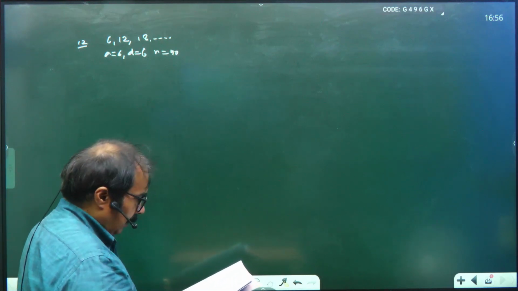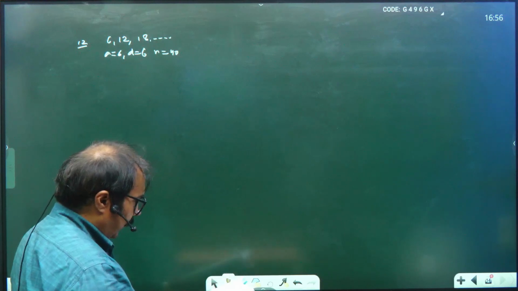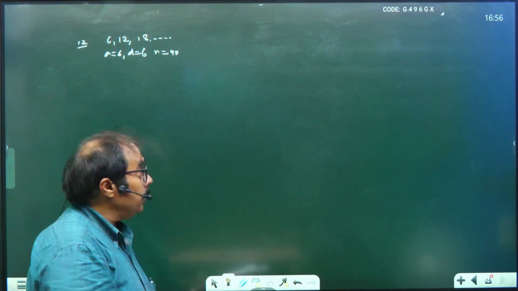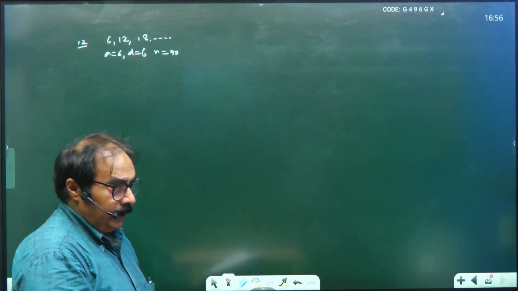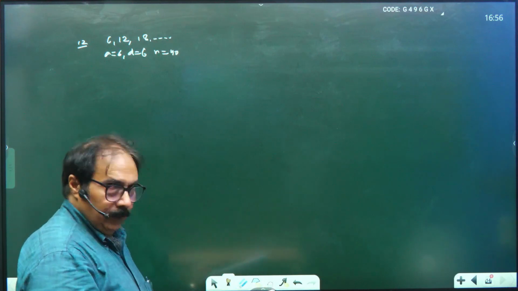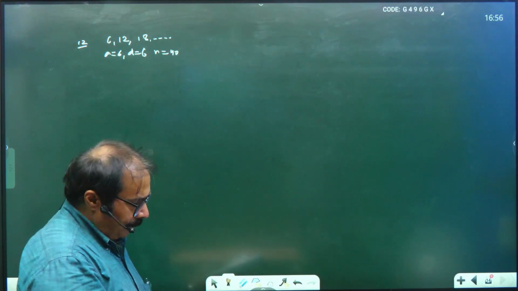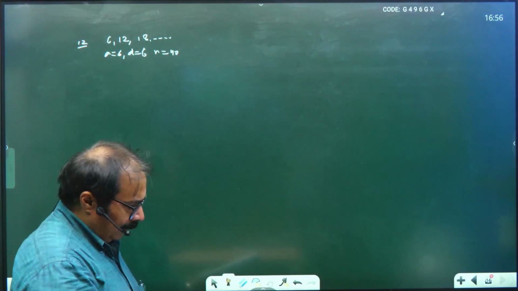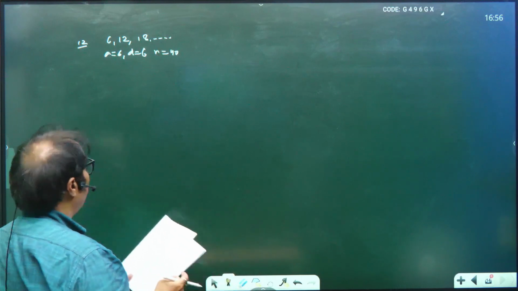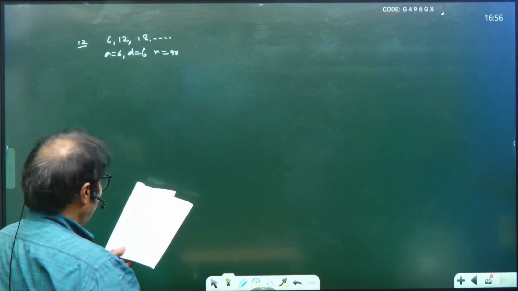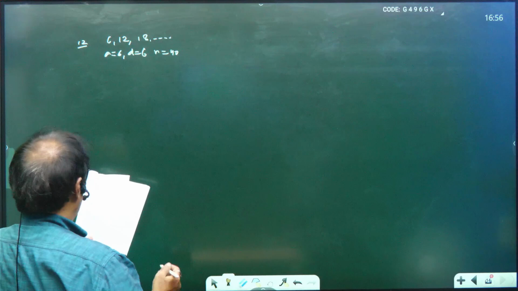Okay. 13 is also the same, the sum of first 15 multiples of 8. So AP will be 8, 16, 24, 32. A will be 8, D will be 8, and N will be 15, and find the sum. Now the 14, find the sum of odd numbers between 0 and 50.